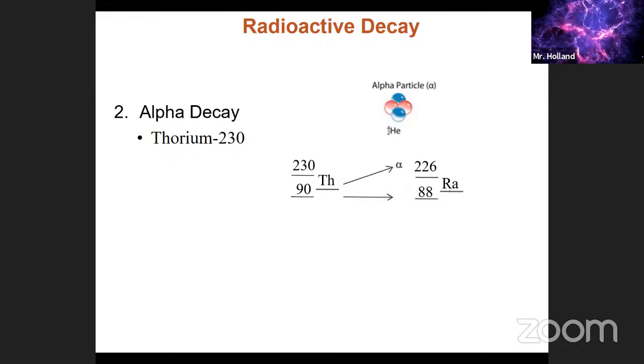This process takes 75,000 years for 1/2 of the thorium in the sample to break apart into radium-226. 75,000 years for half of it to go away. So if you started with 100 grams of thorium-230, after 75,000 years, its half-life, how many grams would be left, Allie?